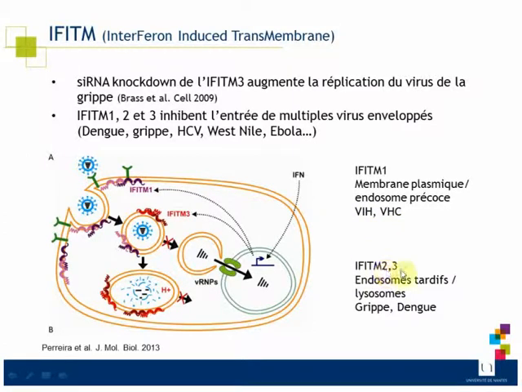IFITM2 and 3, they're expressed in late endosomes, and they can block the entry of viruses that require a very acidic environment to induce membrane fusion. So IFITM2 and 3 are effective against influenza and dengue fever viruses.